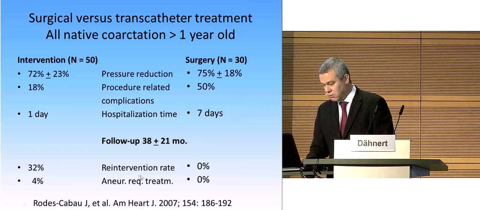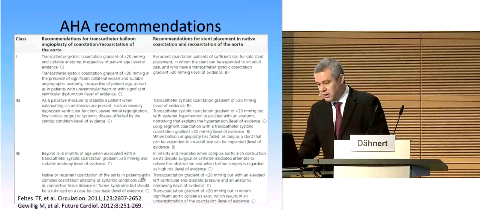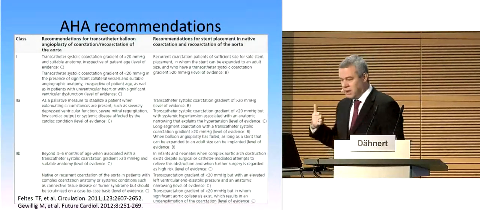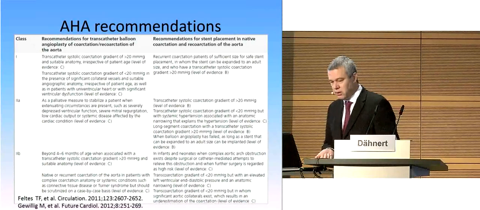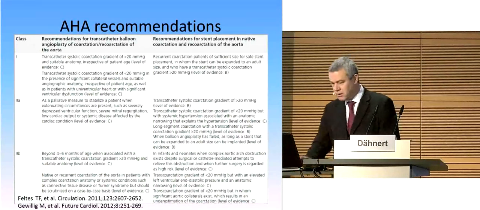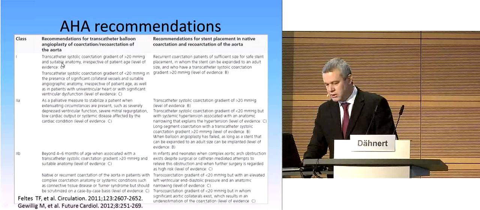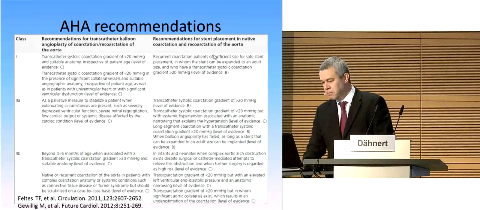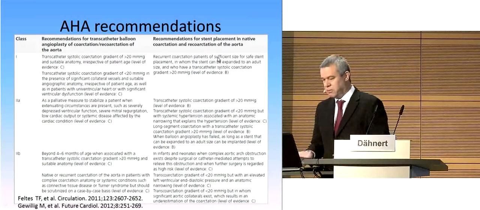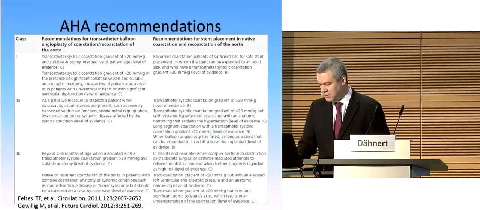Re-intervention rate, of course, is higher in the interventional group, but we can do re-interventions and get rid of the residual problems. The AHA recommends transcatheter balloon angioplasty at a gradient of more than 20 millimeters mercury and suitable anatomy irrespective of patient age, and stent placement in recurrent coarctation, or if the size of the patient is sufficient for safe stent placement.